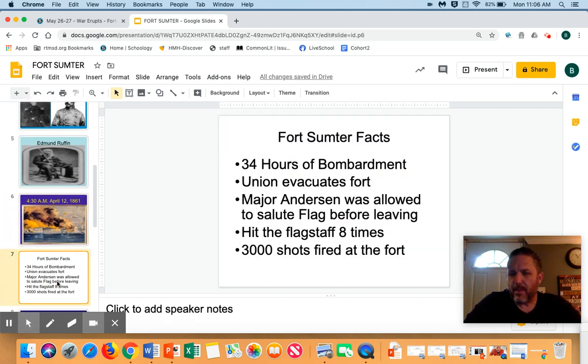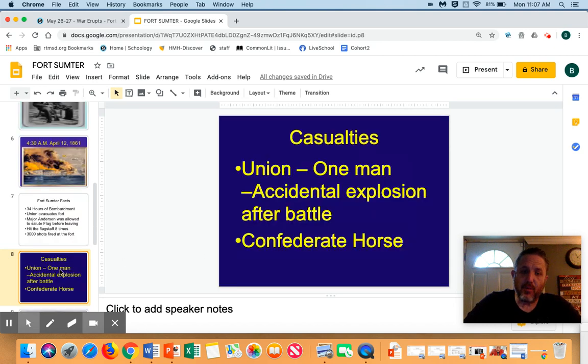Couple of things. The bombardment goes on for 34 consecutive hours. The Union will eventually be forced to evacuate the fort and turn it over to the Confederacy. Major Anderson was allowed to salute the flag before leaving. He was allowed to not only salute the flag, but they had a 50-gun salute. The flagstaff with the American flag on it was hit 8 times during the bombardment, in which 3,000 shots were fired at the fort.